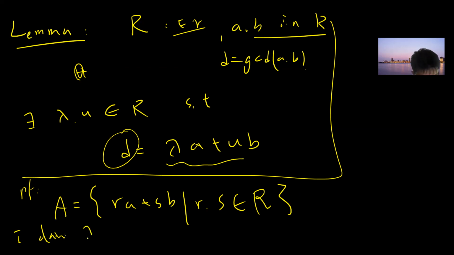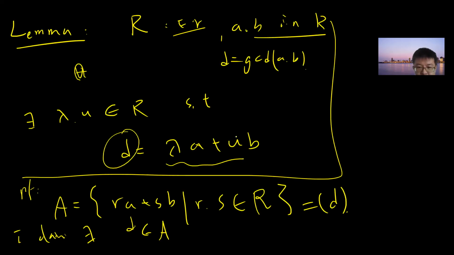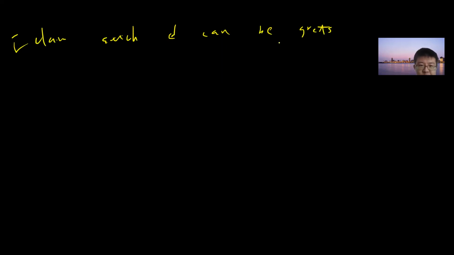So there exists some element D belonging to A such that A is generated by D. I claim such a D must be the greatest common divisor. Since A is generated by D, by definition D is a linear combination of A and B. The problem is how can I show that this D is the greatest common divisor?